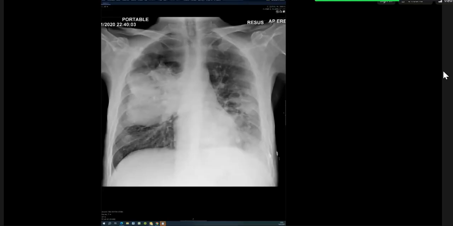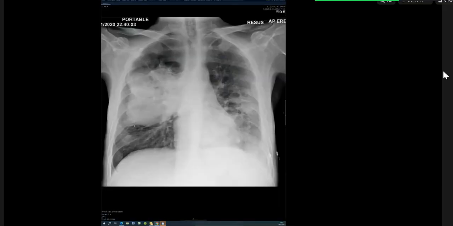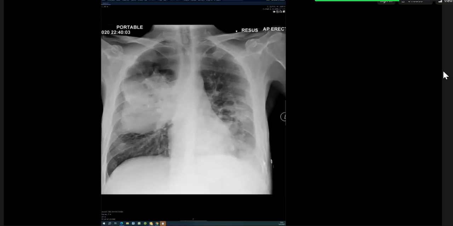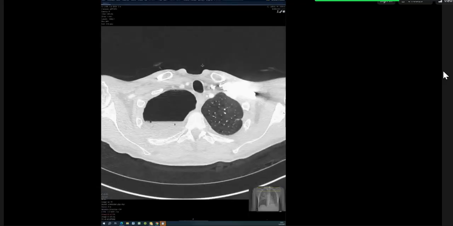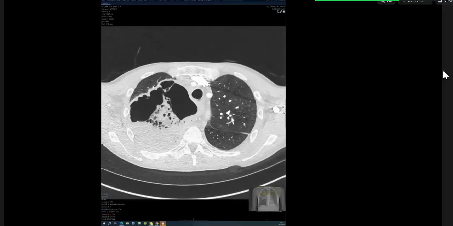If the patient has a history of TB, previous TB, if the patient has a history of previous primary tumor. Would this be a typical appearance of TB? Sorry, would the patient be in resus if they had TB? Would they be acutely unwell? So let's go to the CT.